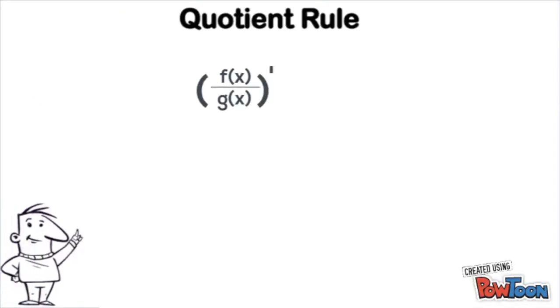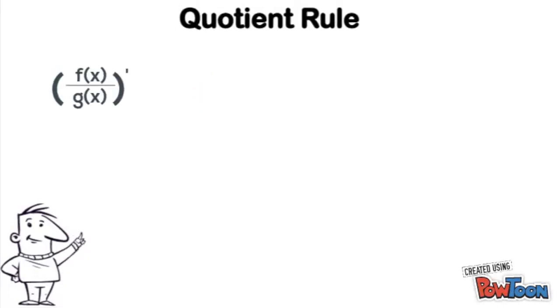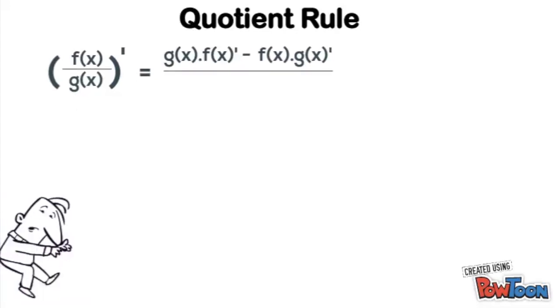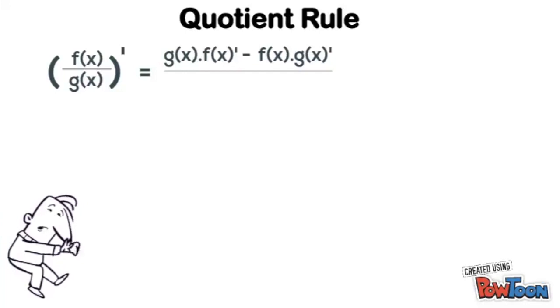We're going to look at the derivative involving the use of the quotient rule. The quotient rule says, if you have a fraction and you want to find its derivative, what we do is take the denominator, multiply it with the derivative of the numerator. Then we subtract away the numerator times the derivative of the denominator. Then we divide by the square of the denominator.